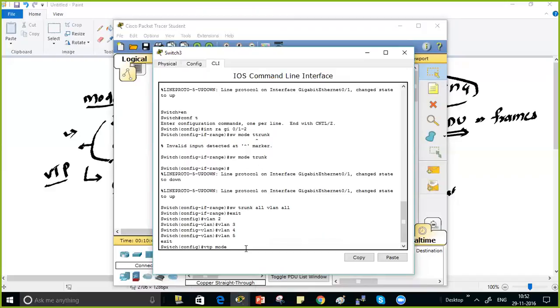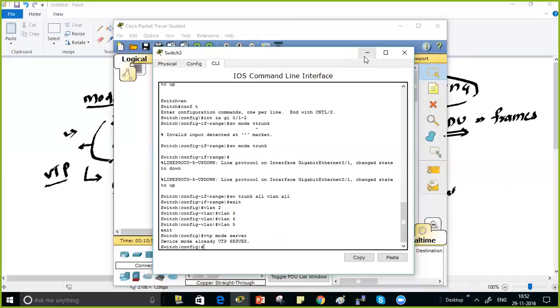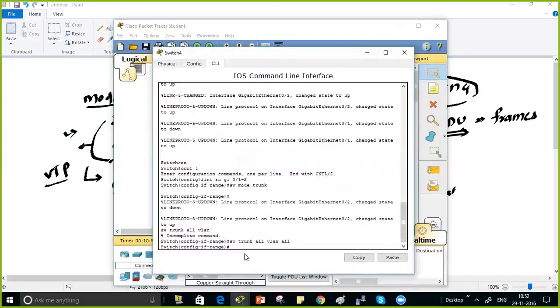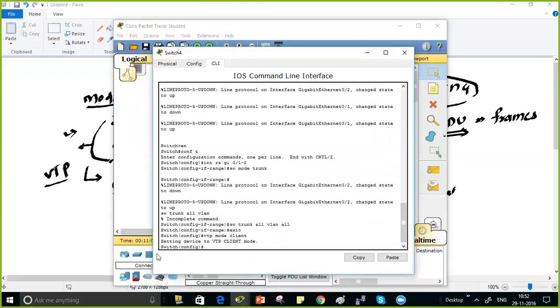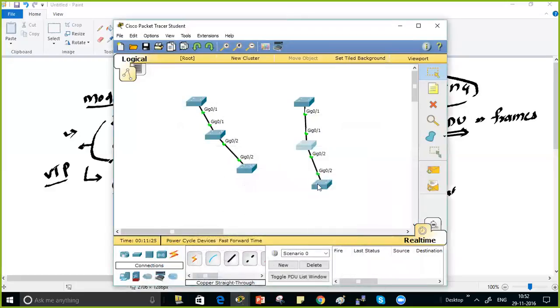Now I am configuring VTP mode as server. Here I am configuring VTP mode as client. Setting device to VTP client mode. You have to remember these messages also. If you configure server to client, at that time it will set the device to VTP client mode.